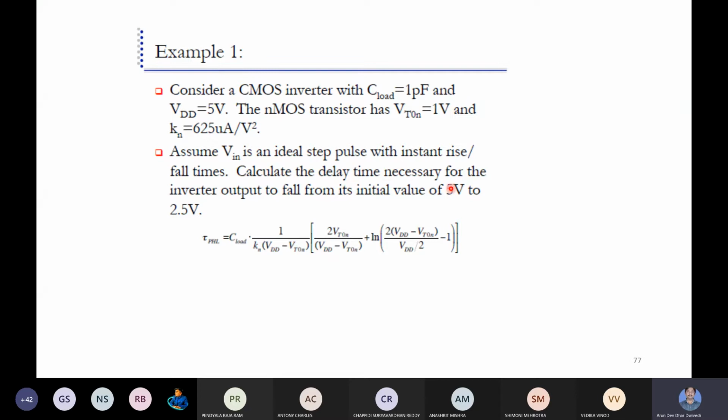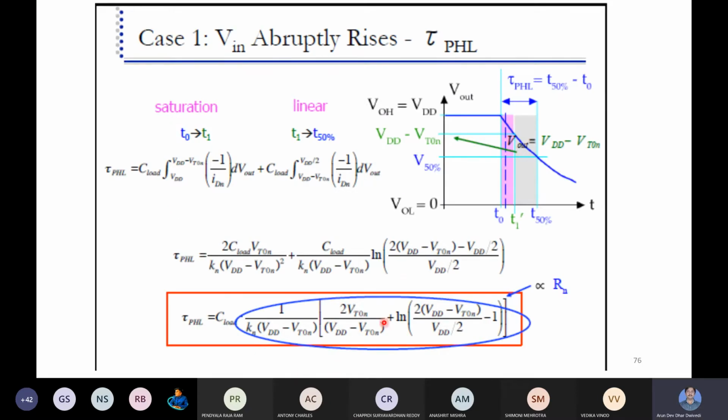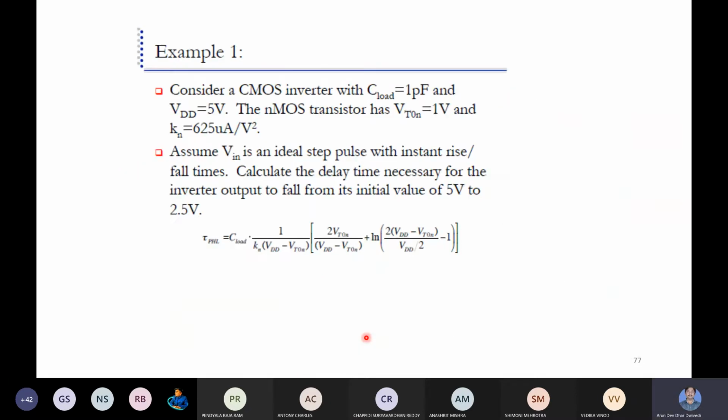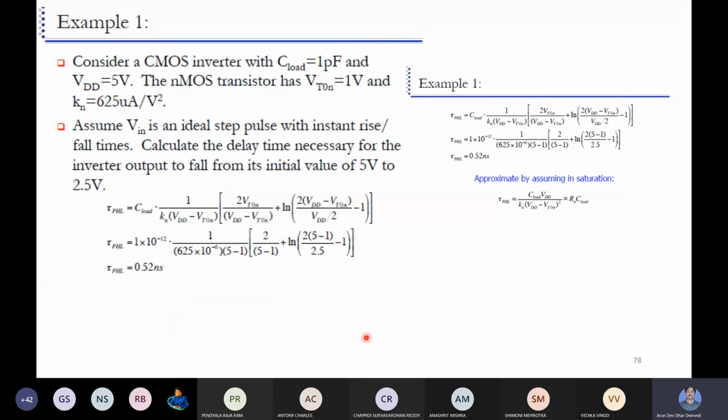Calculate the delay time necessary for the inverter output to fall from its initial value of 5 volt to VDD by 2, meaning 2.5 volt. So this problem is related to the TPHL equation, and we can apply it here. TPHL is equal to C load times 1 upon Kn (VDD minus VT0n), times [2 VT0n divided by (VDD minus VT0n) plus ln(2(VDD minus VT0n) divided by VDD by 2) minus 1]. C load is given as 1 picofarad, 1 into 10 power minus 12. Kn is also already given.